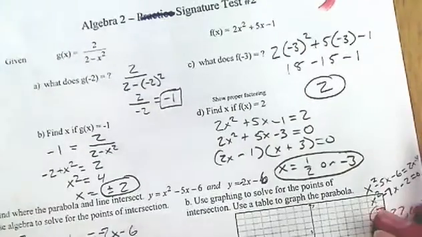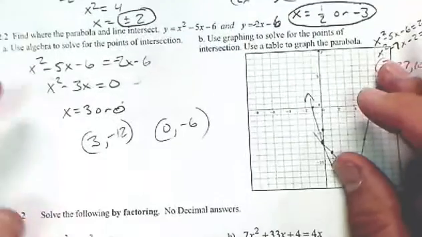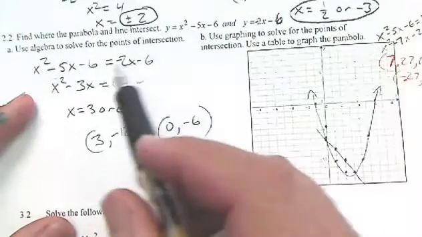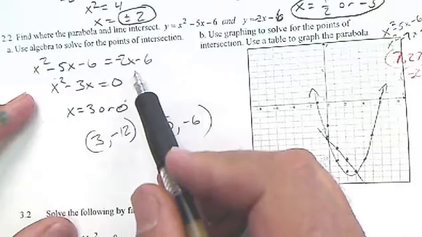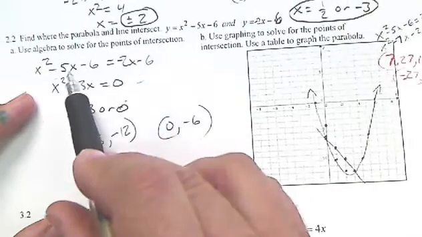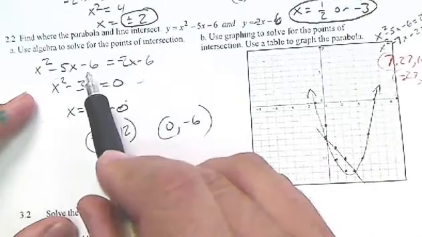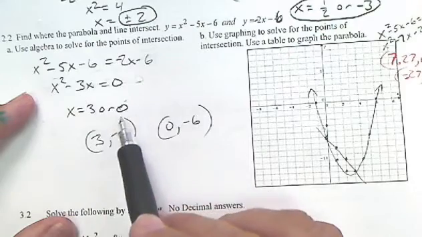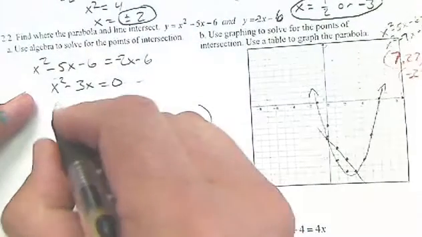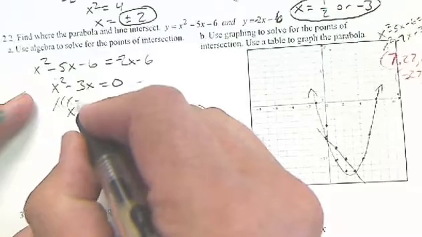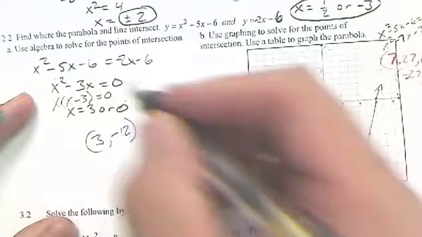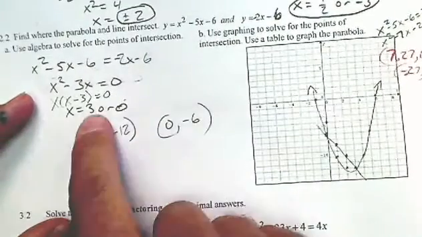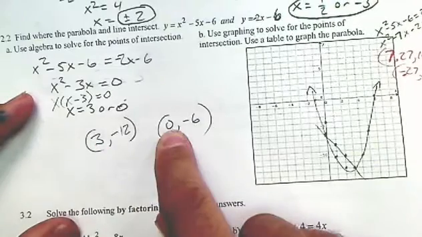Most people did fine on the other ones. Put them equal to each other. I added 2x to both sides, added 6 to both sides, factor it, and I get those two answers. So when I factor it, I got this, did that in my head, and that's how I get my 3 for my x and my 0 for my x.